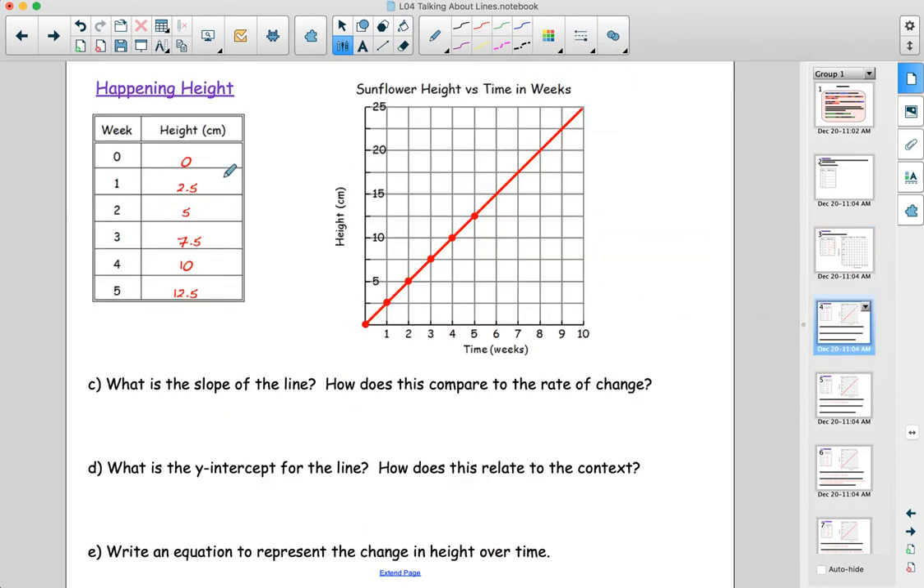So notice I plotted all the points. You could probably do it this way. Plot the point 0, 0. Put a little check mark there. This is the point 1, 2.5. That's the point 2, 5. 3, 7.5. Notice the scale here. This is 2.5. You might want to write in the ones that are missing: 7.5. This one is 12.5. So that's the point 3, 7.5. There's the point 4, 10. And the last one I plotted is 5, 12.5.